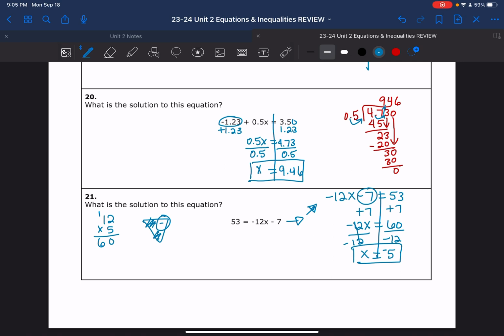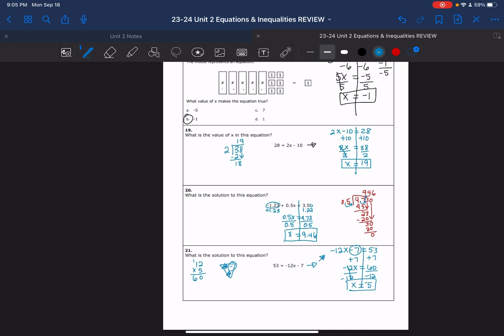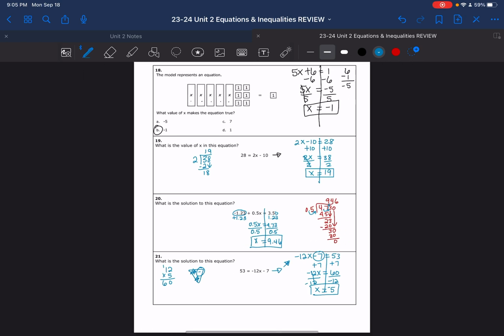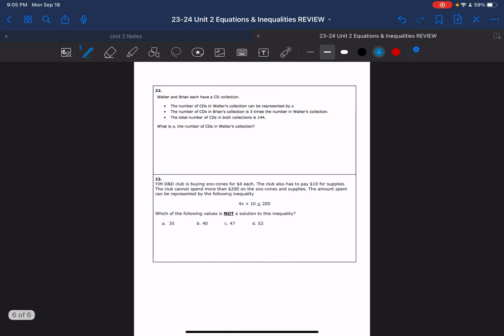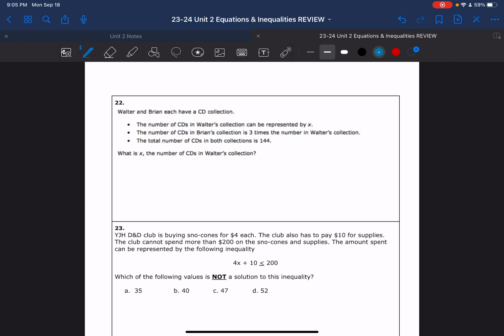Okay. All right, going to the last page. If you need to go ahead and pause, go ahead and pause. All right, last 2 questions. Whew, we're almost there. Final stretch, okay?